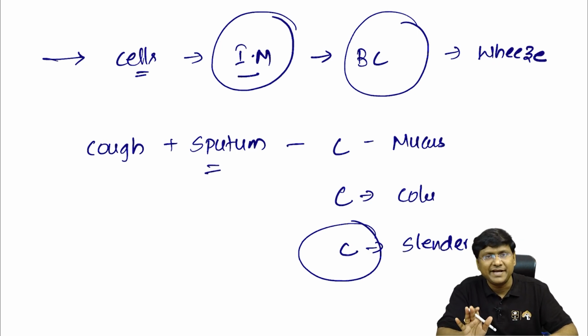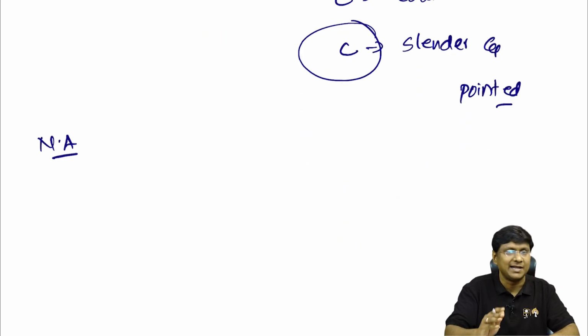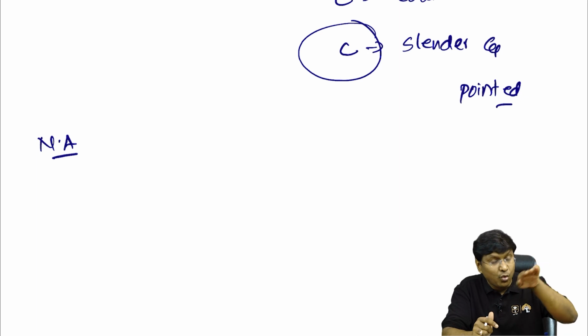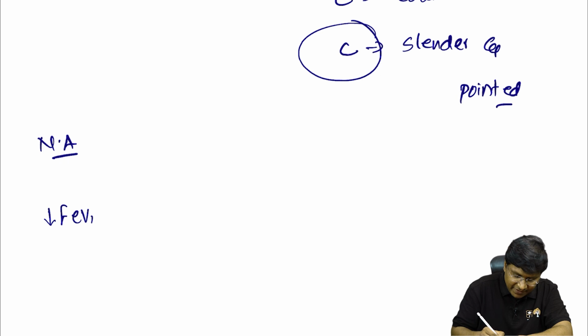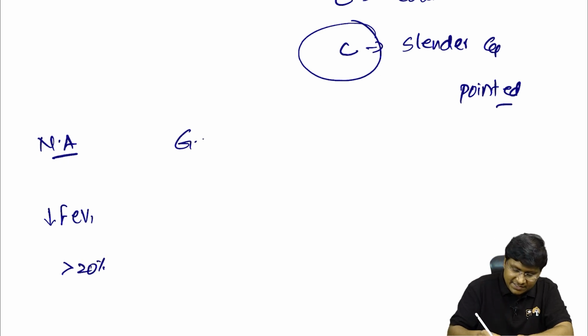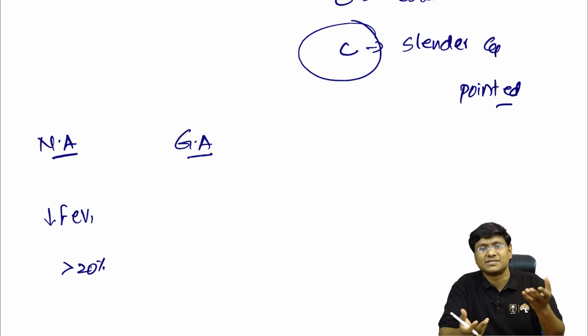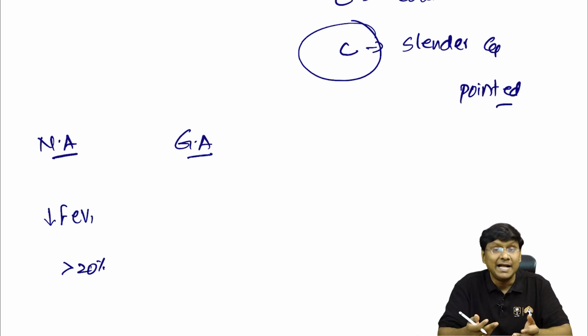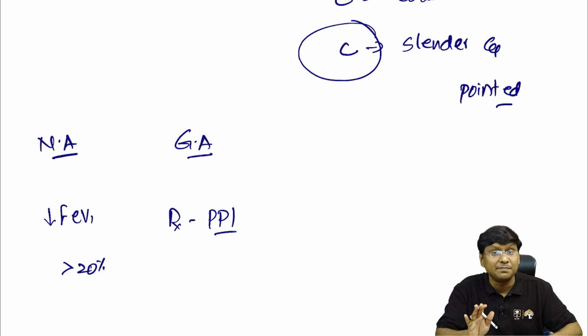And you need to know the variants of asthma. The variants of asthma: we have what is called nocturnal asthma. Nocturnal asthma is where there is an overnight fall in the FEV1. And how much is that overnight fall in FEV1? That is more than 20% in case of nocturnal asthma. Then we have gastric asthma, which is associated with GERD. Immediately after taking food, because of the reflux, there will be development of dyspnea, and that is what is called the gastric variant of asthma. The treatment that we give in case of gastric asthma is proton pump inhibitors.